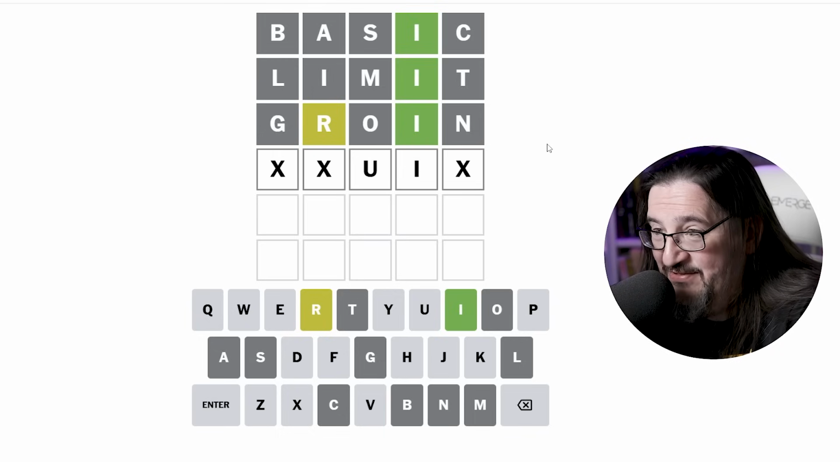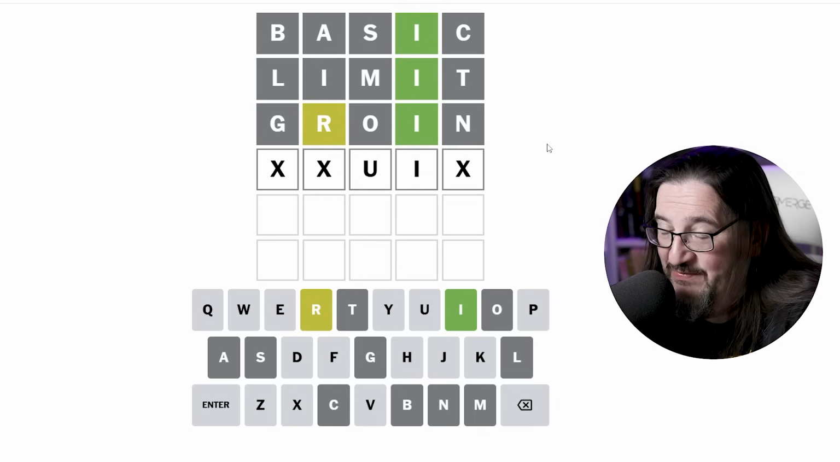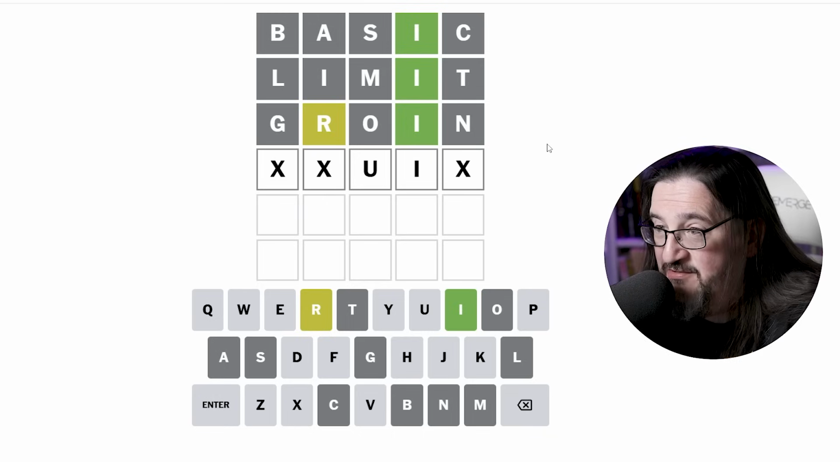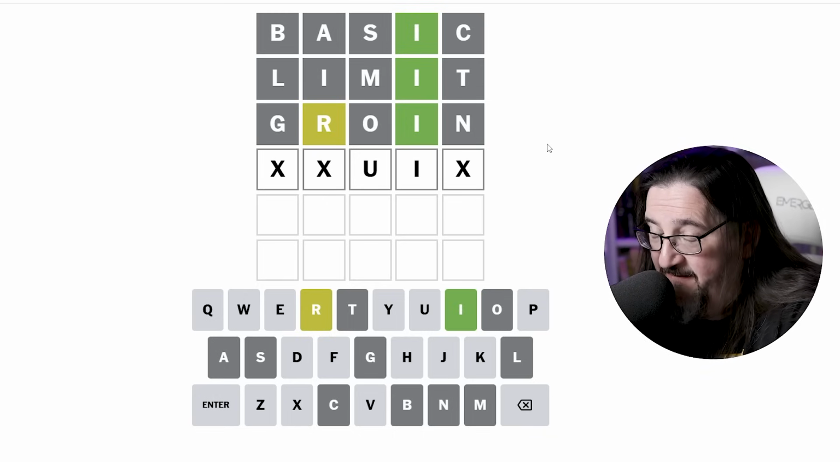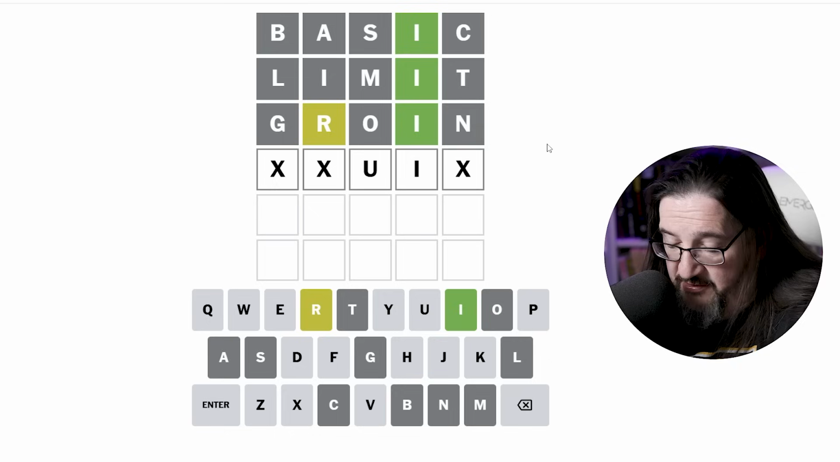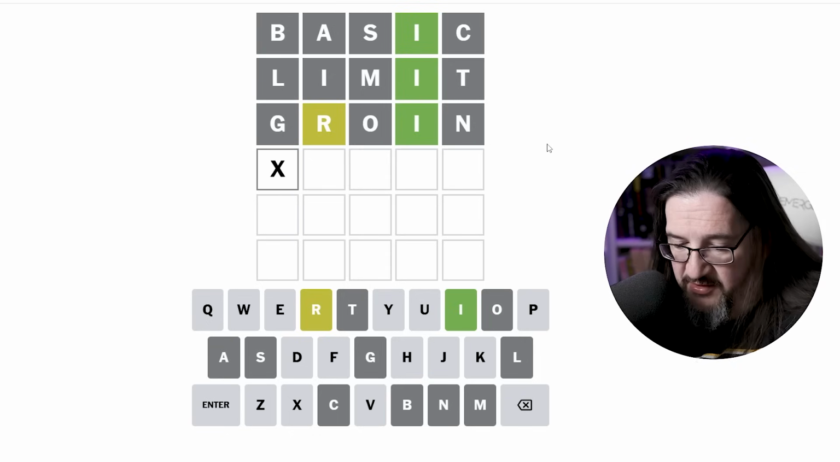I think I was thinking of Druid before, right? Oh my goodness. Was I supposed to do that? No, I can't do Druid. No. The R can't be in the second spot. Never mind. Now, could the middle be URI?